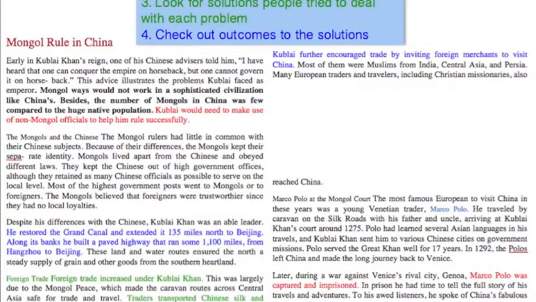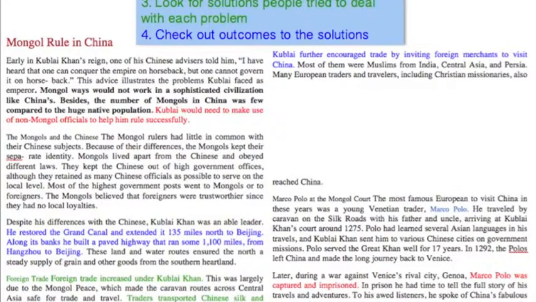So you see, number 1, look for implied problems in bold. Mongol ways would not work in a sophisticated civilization like China's. Besides, the number of Mongols in China was few compared to the huge native population.